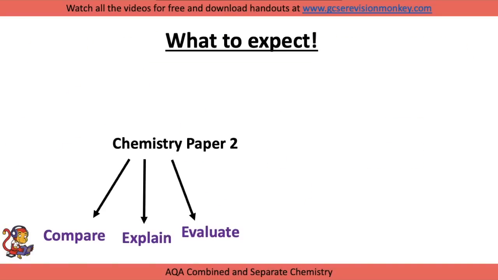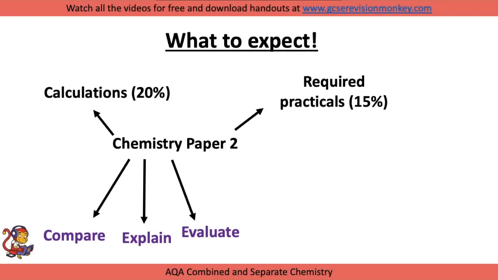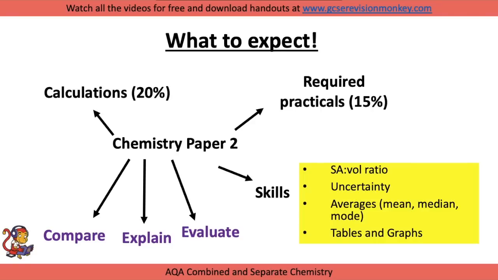I'll do a quick recap of evaluate, explain and compare questions. We'll have a look at calculations that you need to know, because 20% of the paper will still be calculations. And we'll have a look at required practicals, which are 15% of the exam. Don't forget also lots of skills that we've covered before, such as surface area to volume ratio, uncertainty, averages, including mean, median, mode, and tables and graphs are likely to come up as well. So have a look through the previous videos in paper 1 for those skills as well.